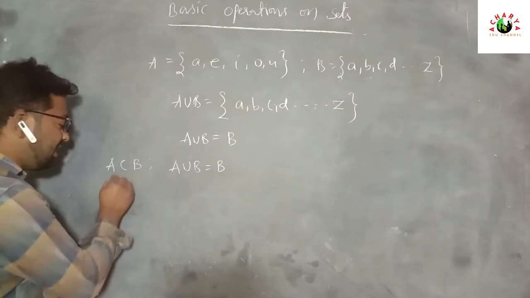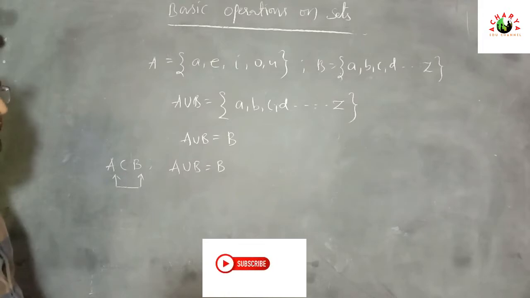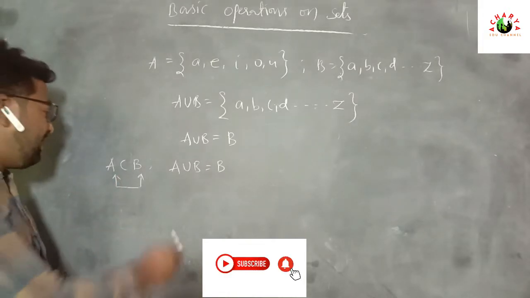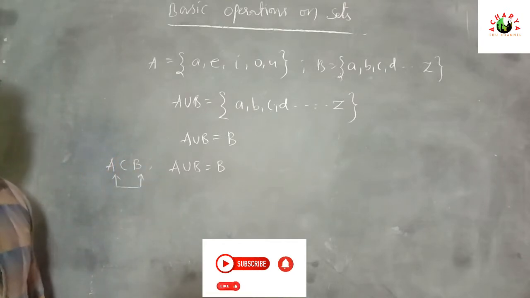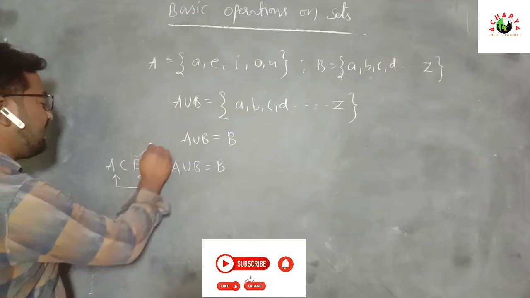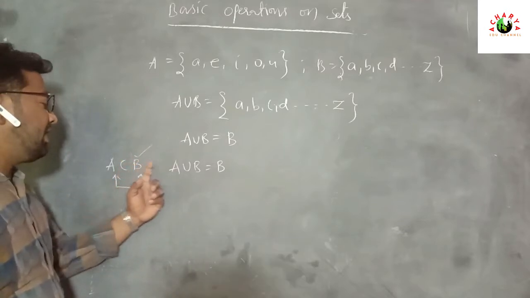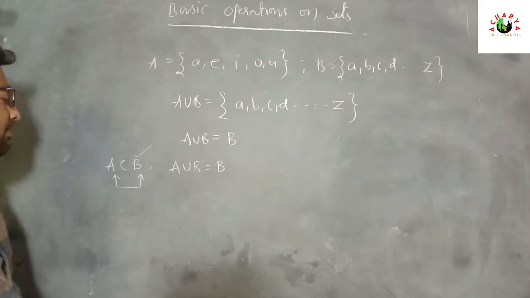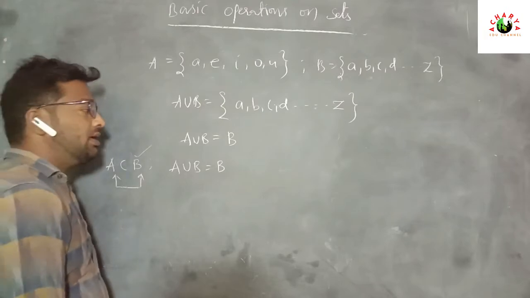So it means that of these two sets, the number of elements is greater in the B set, and all the elements of the A set are present in the B set. So B is the complete set here. So finally, A union B is equal to what? B. So if A is a subset of B, then A union B is equal to B.